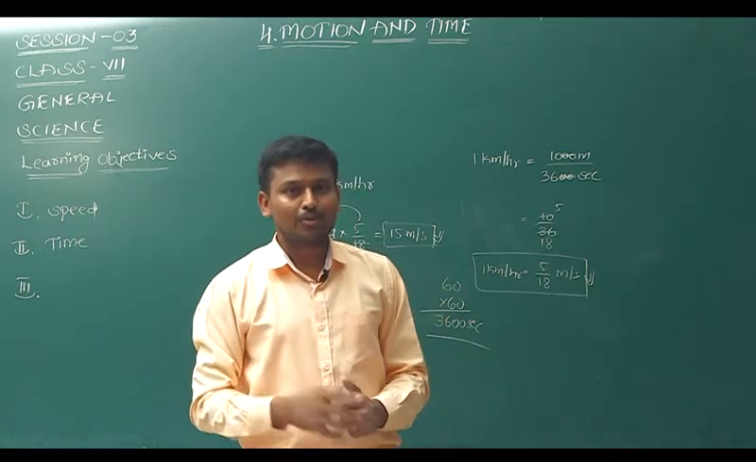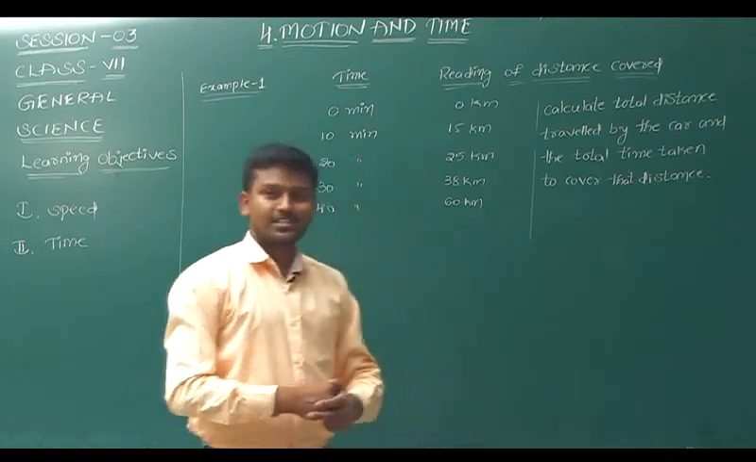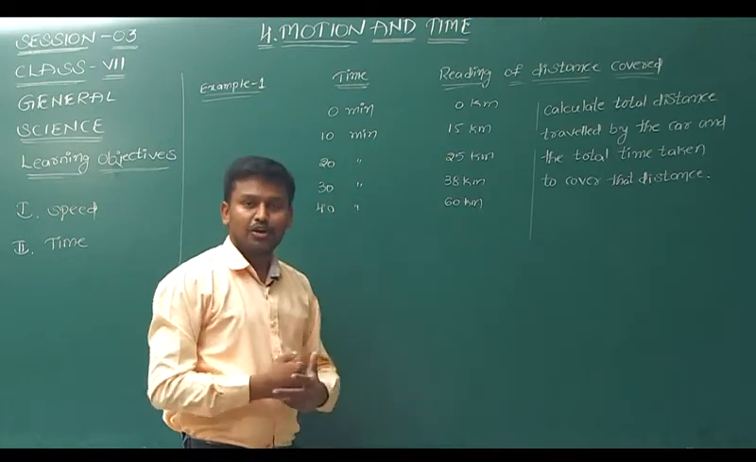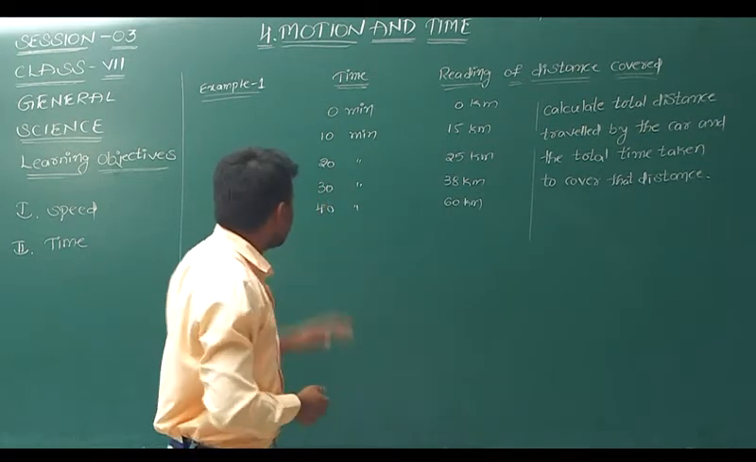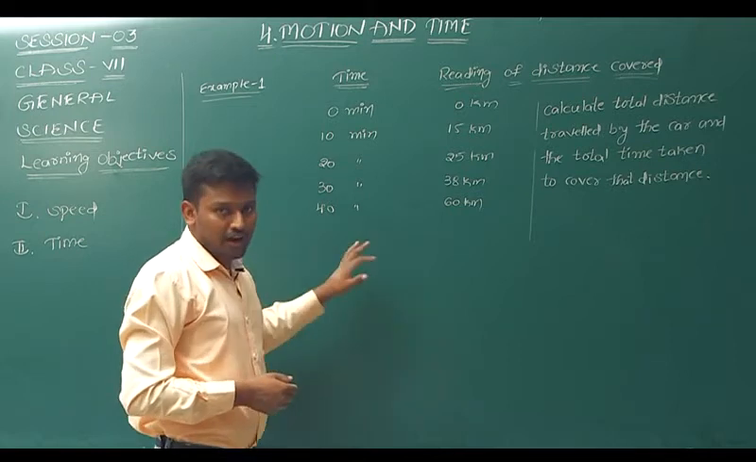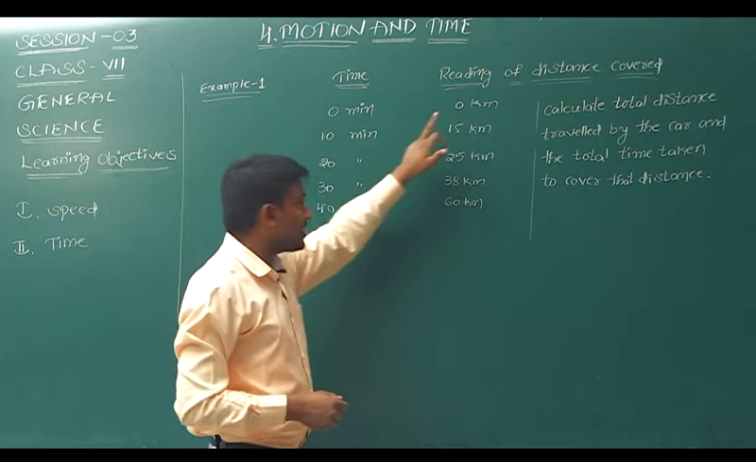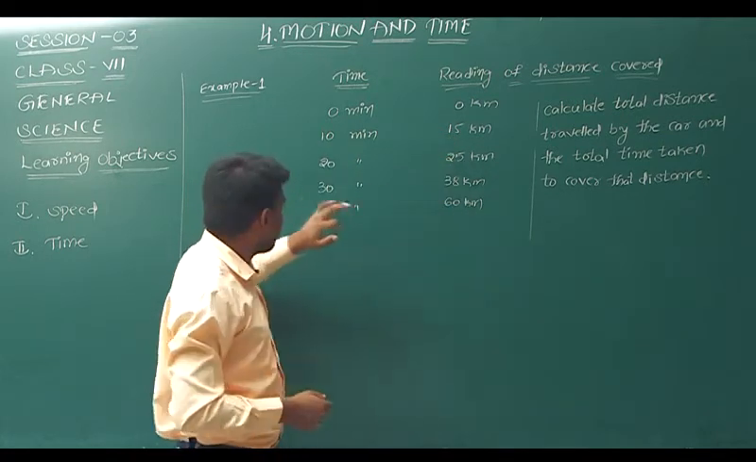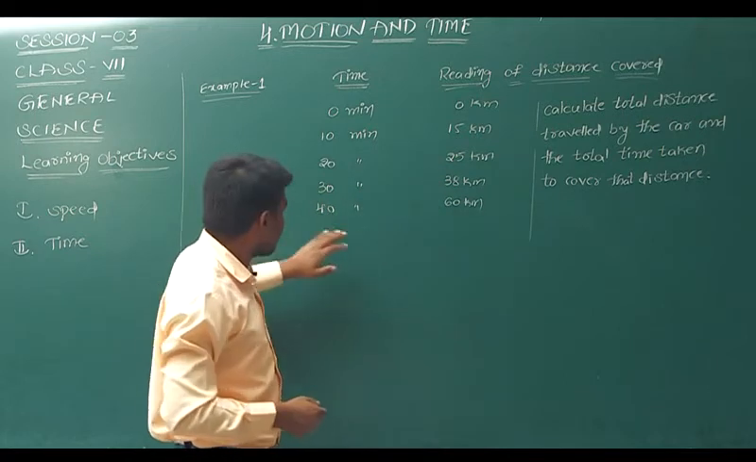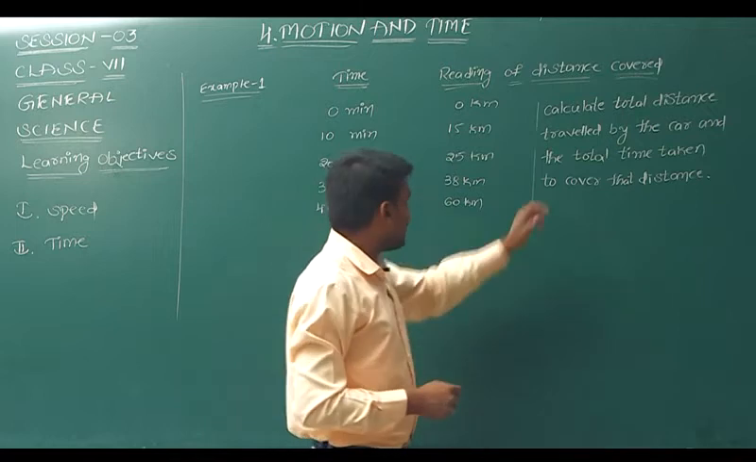Let's solve some problems on this topic now. Here, let's see a problem. In this problem, we are going to use the formula of speed. Speed is equal to distance by time. So these are the readings of a car. When the car moves, these are the readings. In 0 minutes, 0 kilometers; 10 minutes, 15 kilometers; 20 minutes, 25 kilometers; 30 minutes, 38 kilometers; 40 minutes, 60 kilometers. And what is he asking to find out?